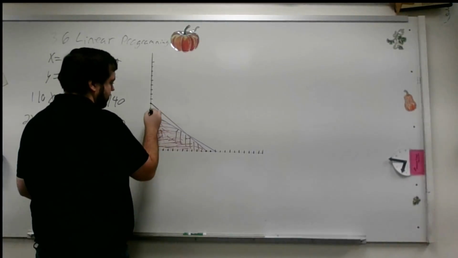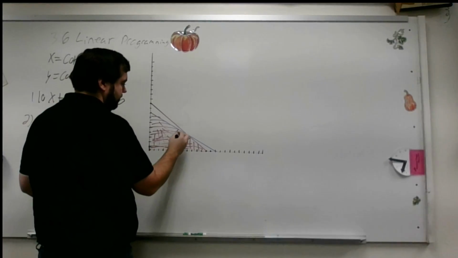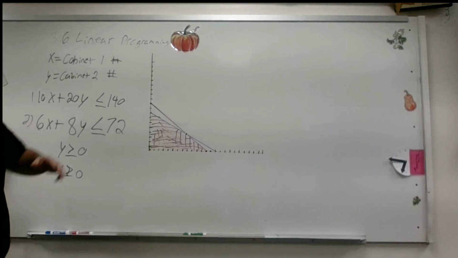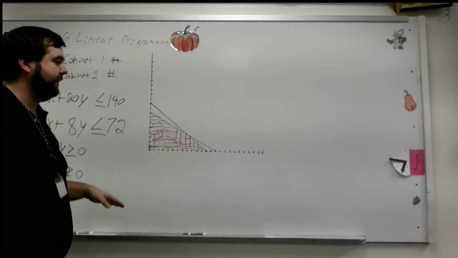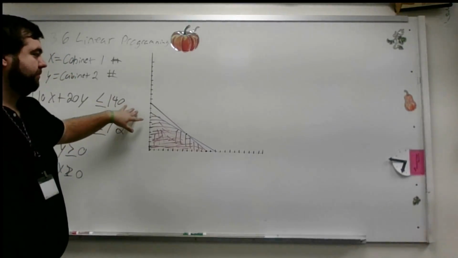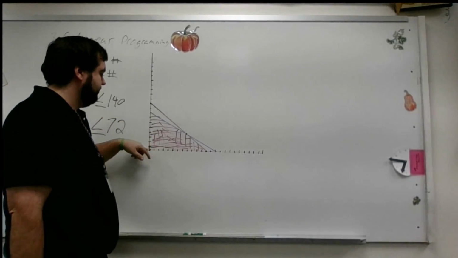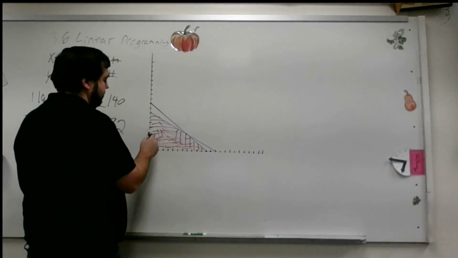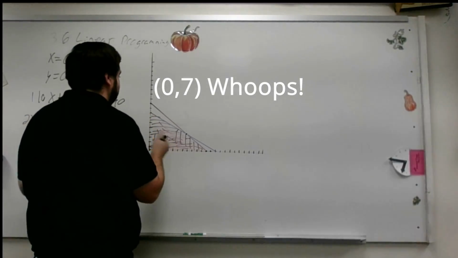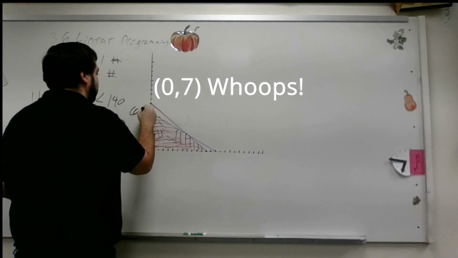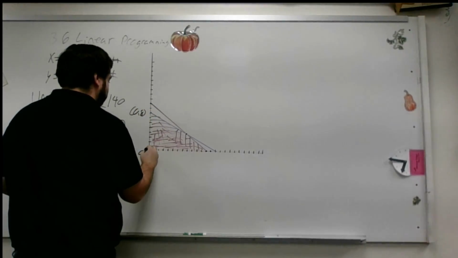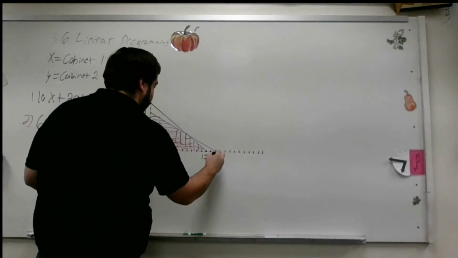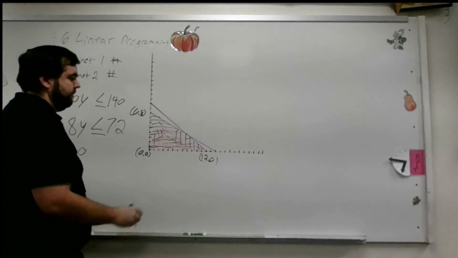Now I have 1, 2, 3, 4 vertices. I need to find those vertices. How do I do that? I set up a system of equations, okay? So this one, I can just count, right? So it's 1, 2, 3, 4, 5, 6, 7. My first vertex right here is going to be at 0, 0. This one, 1, 2, 3. Very nice. You can count if you want, but I promise you that's 12.